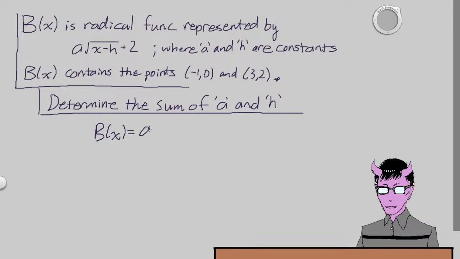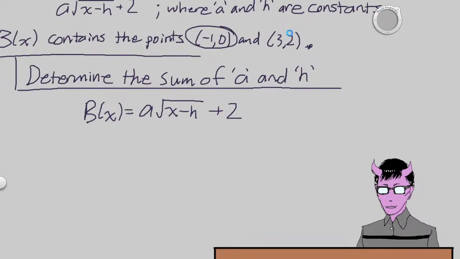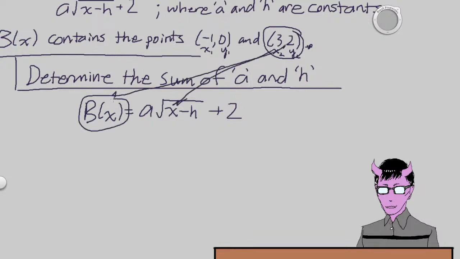B of x is equal to a square root of x minus h, and then plus 2. Alright. So again, 2 points. So this is point number 1, this is point number 2. This is x value, this is y value. That corresponds to that one. And then this is x value number 2, this is y value number 2. Again, what that means is we can just plug in that one into there and plug in that one for that one. That gives us one equation with unknown a and one unknown h. But that's okay, because we can generate a second equation using the second point by plugging into there and there.